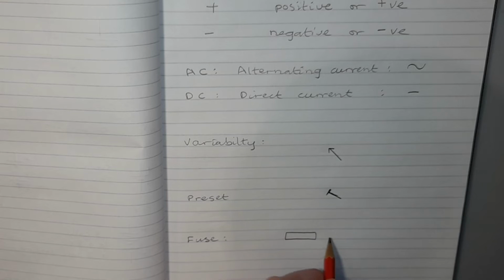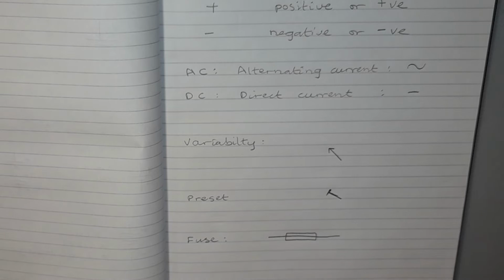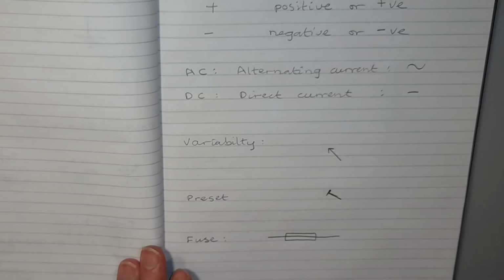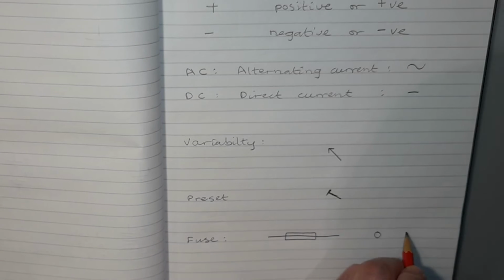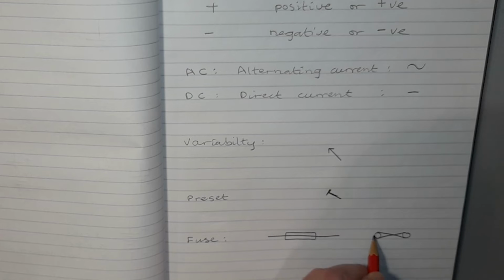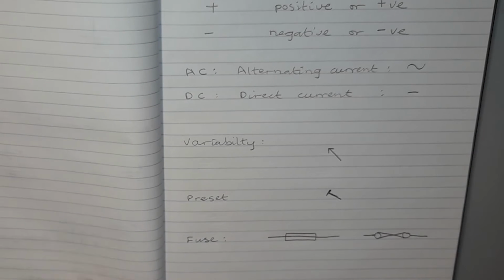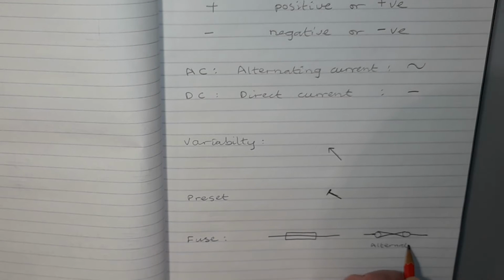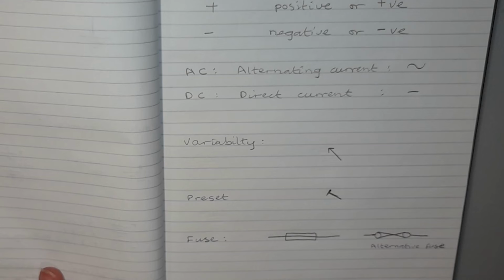This is the first of the components that visually looks exactly how it is made. It is simply a fine wire which is designed to vaporize when a current above a certain level flows through it. The alternative symbol conveys the idea of a weak point at the center where it will break.